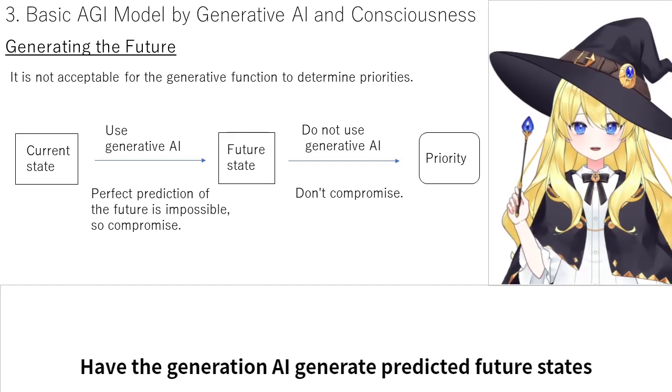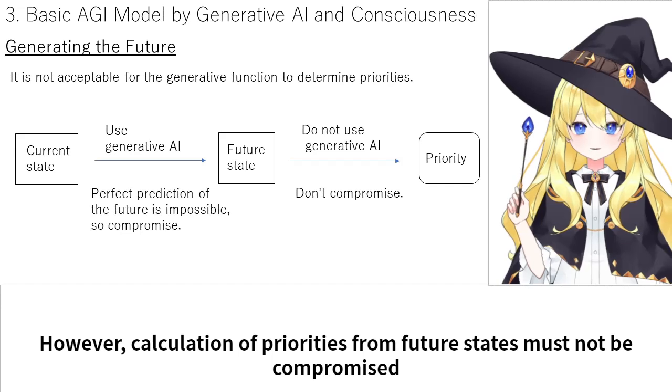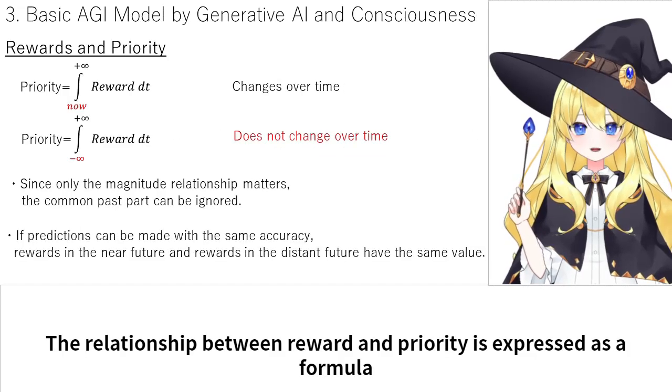Have the generation AI generate predicted future states. Perfect prediction of the future is impossible, so compromises must be made. However, calculation of priorities from future states must not be compromised. Priorities will be calculated without using the generation AI. The relationship between reward and priority is expressed as a formula.